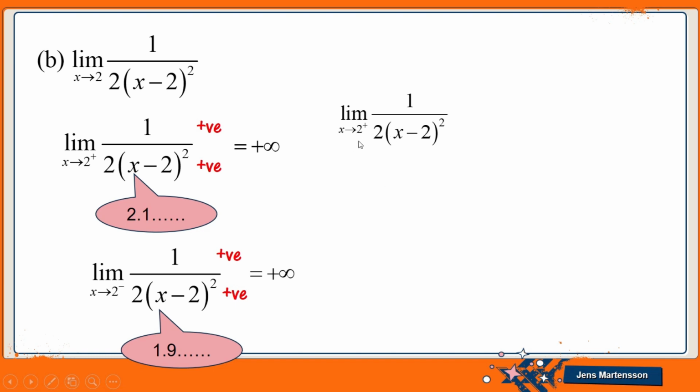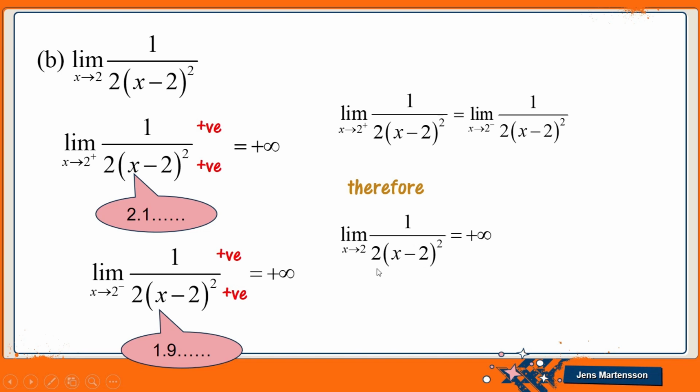Okay, the limit as x approaches 2 from the right is equal to the limit as x approaches 2 from the left. So the limit as x approaches 2 is positive infinity. But we know that if the answer is positive infinity when x approaches a, we call that limit undefined.